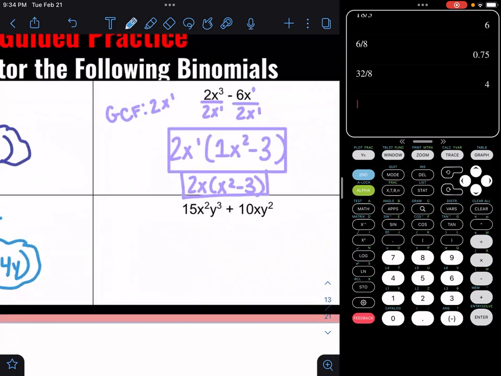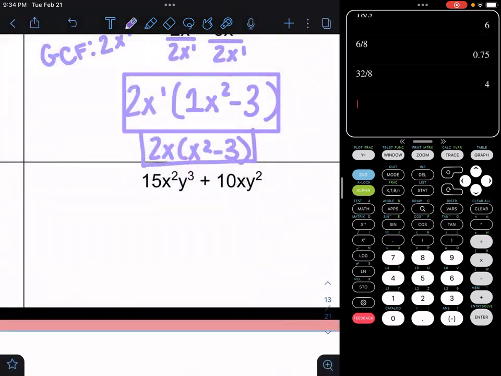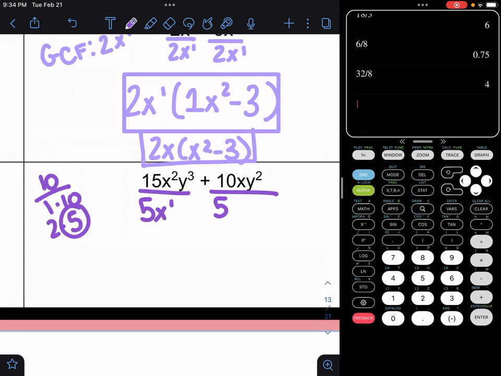Now let's look at this last one. My smallest number is 10. The factors of 10 are 1 and 10 and 2 and 5. And 10 does not go in evenly to 15, but 5 does, so 5 is my GCF. The smallest x I have is the x to the first. The smallest y I have is the y to the second. Alright, so my GCF is 5xy squared.